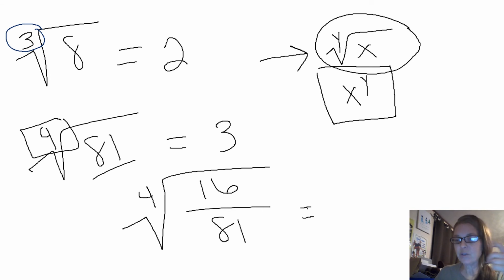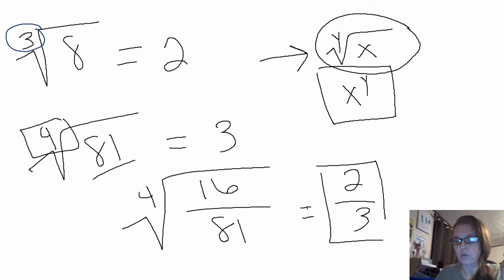It may just be easier to do the top part and then the bottom part. 4th root of 16 is 2. 2 times 2 times 2 times 2 is 16. 4th root of 81 is 3. 3 times 3 times 3 times 3 is 81. And so your answer is 2/3. Okay?